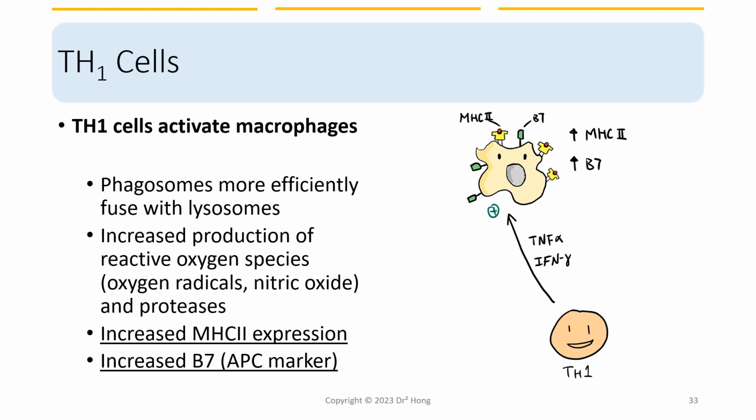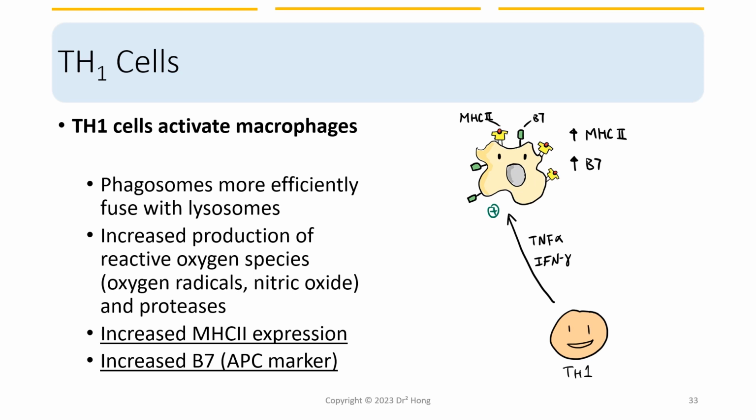Okay, what actions are actually happening when Th1 cells activate macrophages? Now, when it's activated, the phagosomes within the macrophages will more efficiently fuse with lysosomes, forming phagolysosomes, and that would help to facilitate a faster breakdown of these intravascular pathogens. And it will also increase the production of reactive oxygen species and proteases. So those are the compounds to help break down these pathogens.